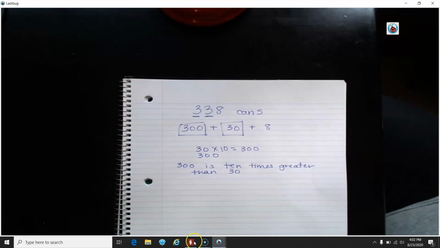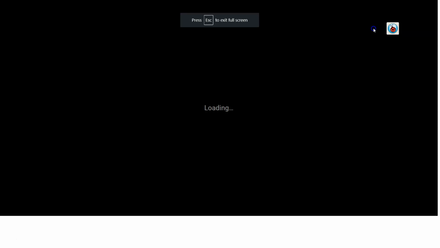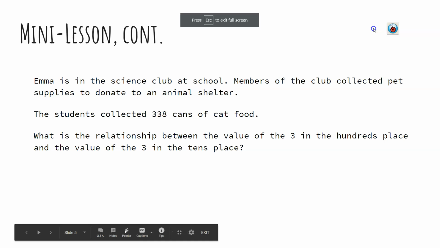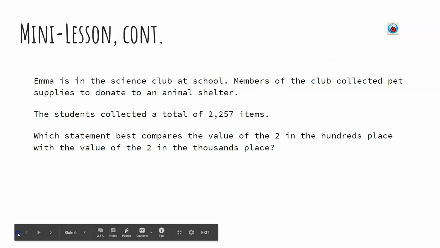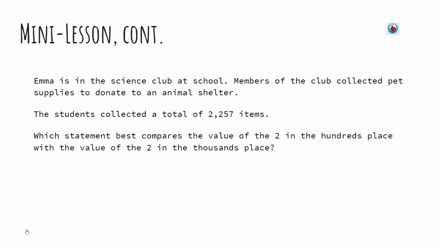All right, we are going to look at another example now. Sorry, guys. Okay, so now we are looking at the same science club, and now they have collected 2,257 items. I'm going to write that down on my paper, and I will show it to you in just a second. Which statement best compares the value of the 2 in the hundreds place with the value of the 2 in the thousands place? So we're going to make our own statement comparing those two values.